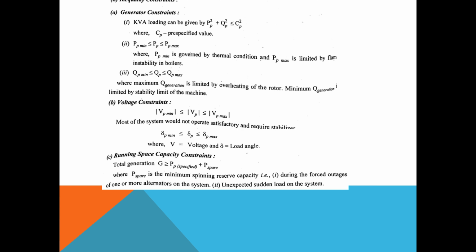Second one is voltage constraints. Voltage and angle should be within the limit. And third one is running spare capacity constraints. Here the total generation G should be greater than the specified value plus spinning reserve value.